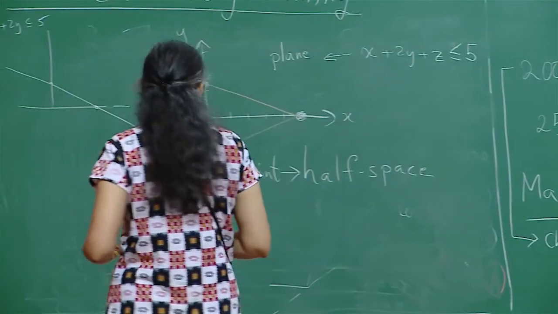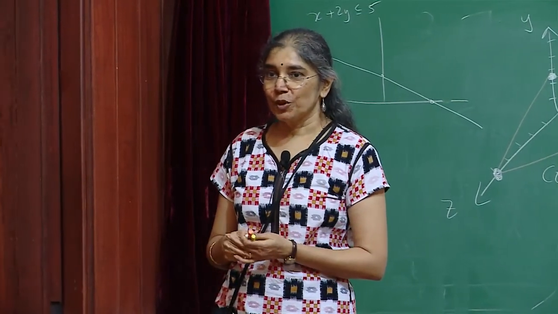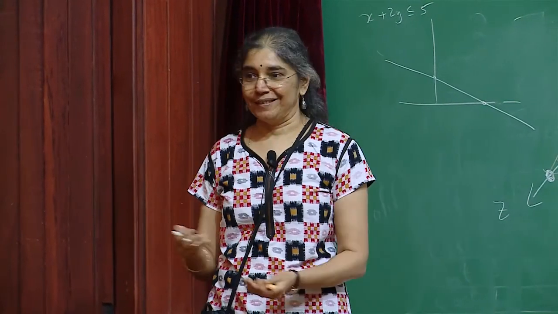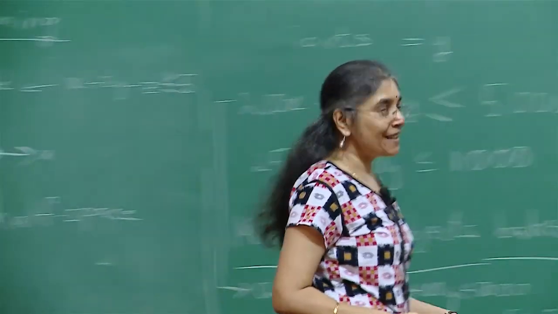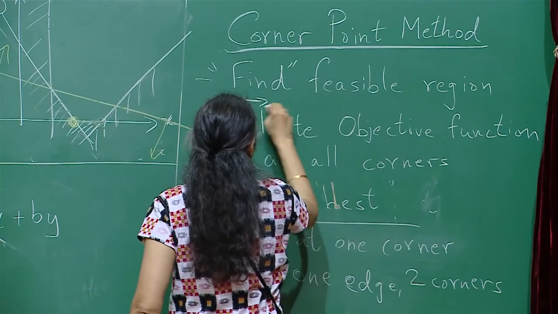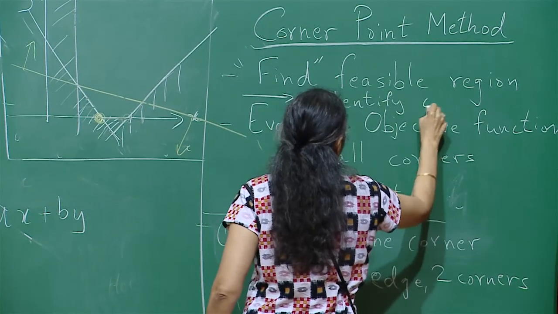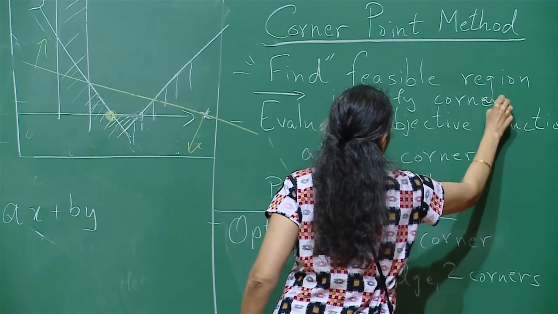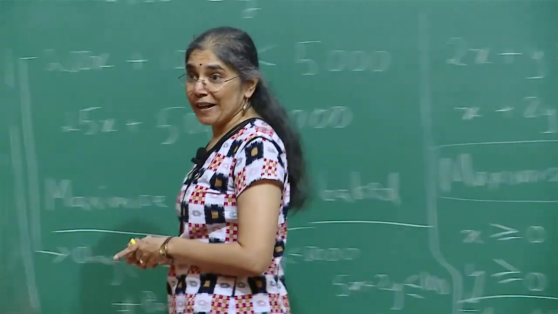Now here, I can't just take 2 planes and find their point of intersection. 2 planes will intersect along a line. So if I want corners, I need to do something more. So we did not write that there explicitly, but when we said find feasible regions, what we really meant was identify the corners. So in 3 dimensions also we need to identify the corners.